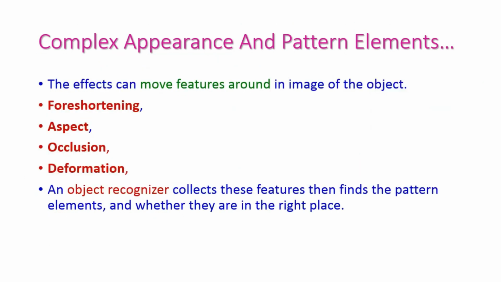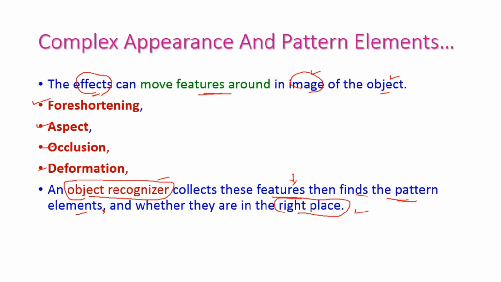Hence the effects like foreshortening, aspect, occlusion and deformation. These effects can move the features around the image of an object, right? So the role of the object recognizer is to collect these features of an object and then find the pattern elements, to check whether those elements appear in the right place in the image or not. Accordingly, the object recognizer can recognize a particular object in an image.